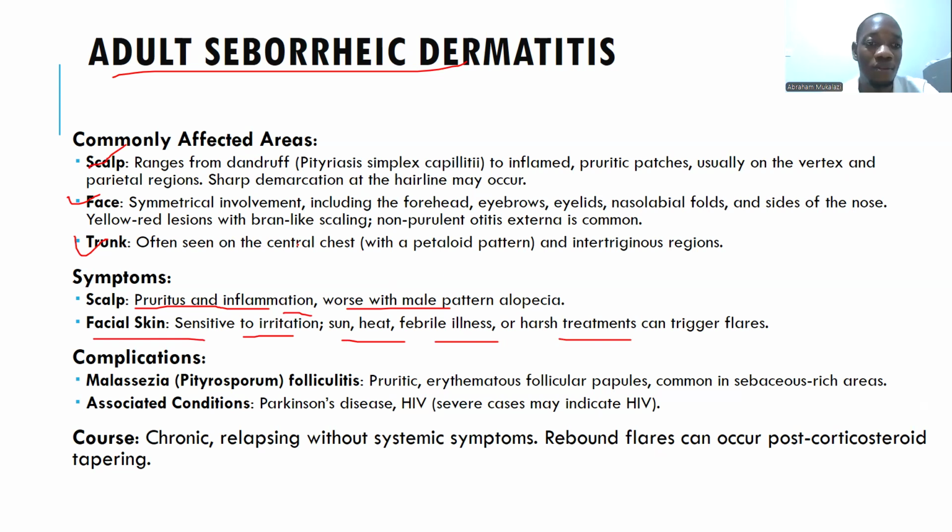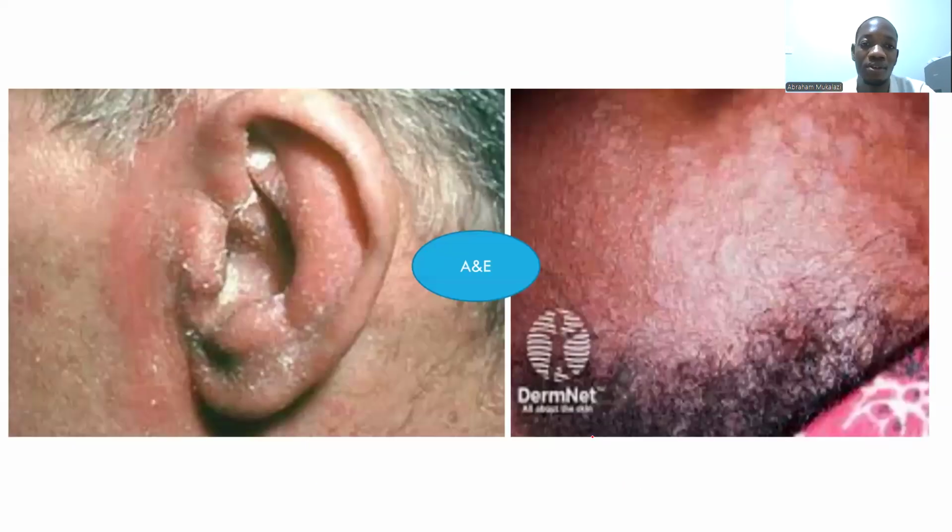Then as for complications, you can have pruritus, you can get pityrosporum folliculitis, and HIV has been associated with severe forms. So if they are coexisting together, you can actually end up with the erythrodermic type of seborrheic dermatitis. The course is usually chronic and relapsing, with systemic symptoms rarely reported. But you can even get flares which can occur after withdrawal or reducing the dose of corticosteroids that you're giving.